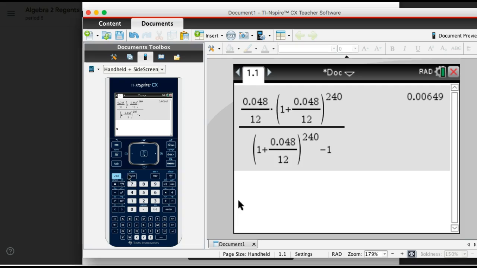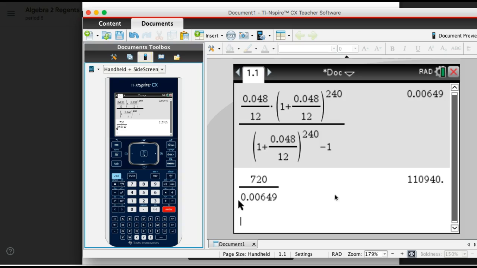So I'm going to take 720 divided by 0.00649, and I'm going to get this value. So here they wanted us to round to the nearest cent. So for you guys, I think your calculator is going to say something a little bit closer to 110,947.18. Looks like mine rounded a little bit funky.